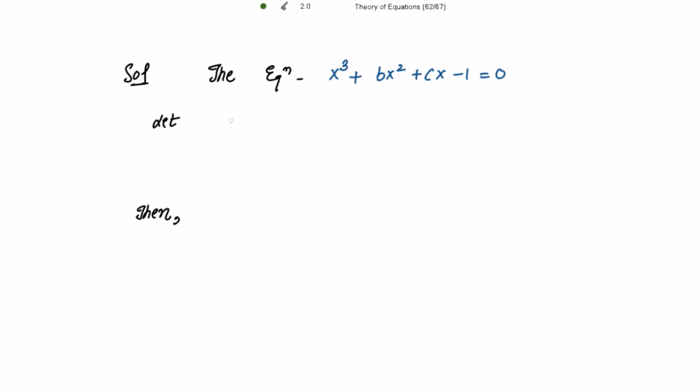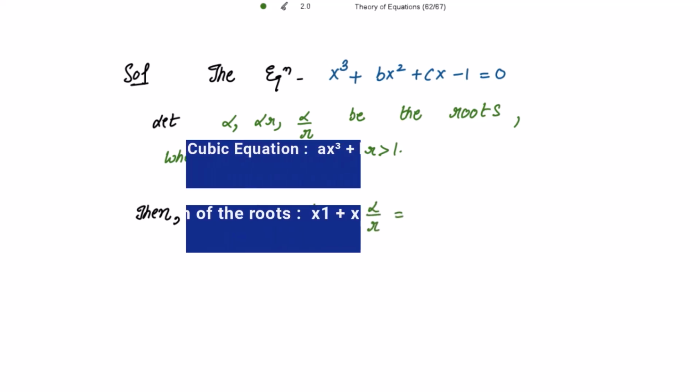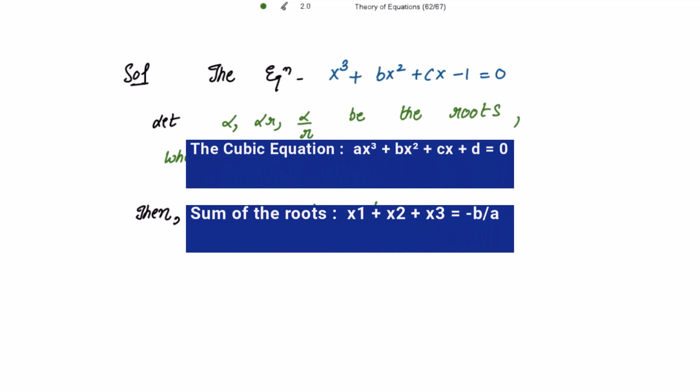So let me consider alpha divided by r, alpha, and alpha r to be the roots of this cubic equation, where alpha is positive and r is strictly greater than 1. I'm considering this, right? Then what is the sum of the roots for this cubic equation? It is negative b divided by a. So here a is 1, so this is negative b only.